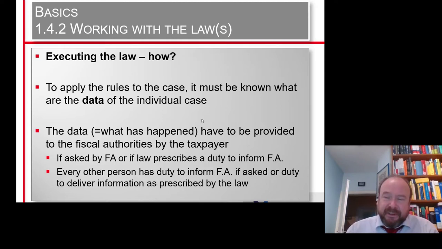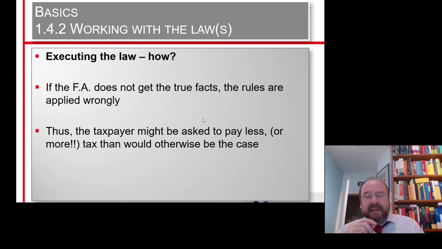Now, naturally, it is not a very big surprise that people might feel the temptation to inform the fiscal office wrongly. Imagine I had an income of 200,000, but I think it might be a good idea to write them my income was only 10,000. Then they would be misguided, and on the basis of that wrong information, they would assess me wrongly and demand only 500. So if the fiscal authorities do not get the true facts, then the rules are applied wrongly. Everything seems to be fine for you.